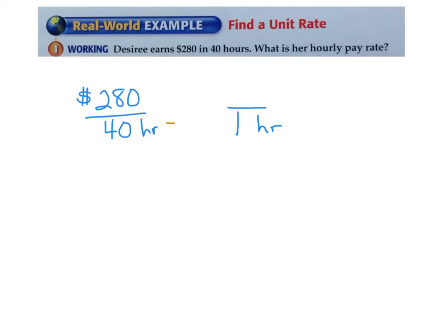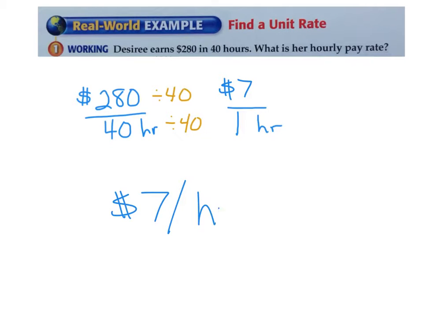Now, to get my denominator to 1, I know I'm going to have to divide by 40. And I know when I'm simplifying, I have to do the exact same thing to both sides. Now 40 divided by 40 is 1, and now on my calculator, I can do 280 divided by 40. Remember, type this in first on your calculator, divided by 40. And that gets me 7, or $7. So now I found my hourly rate. I get $7 per hour.